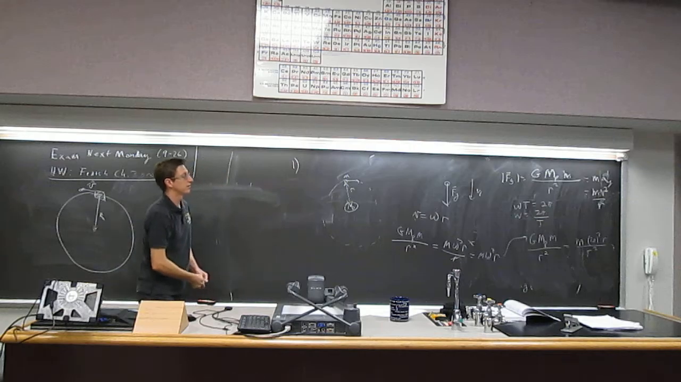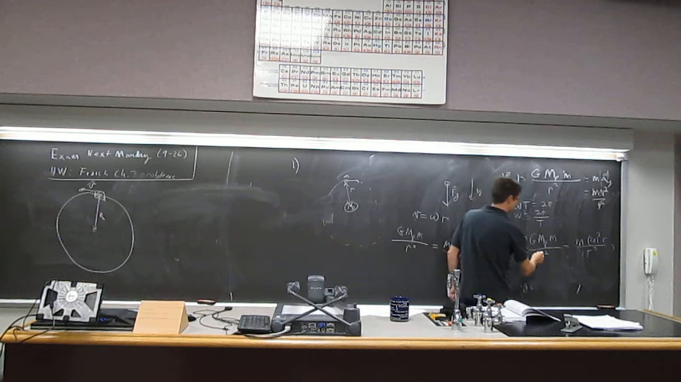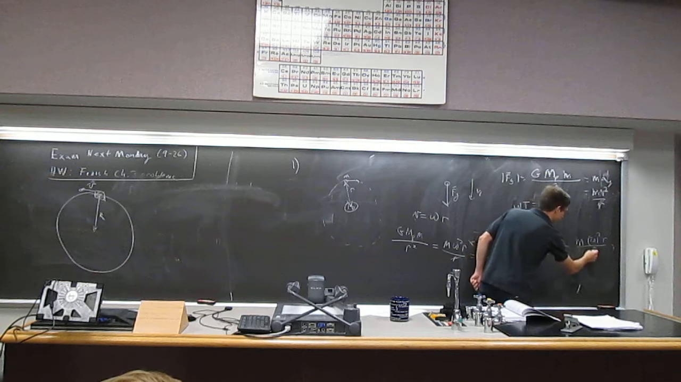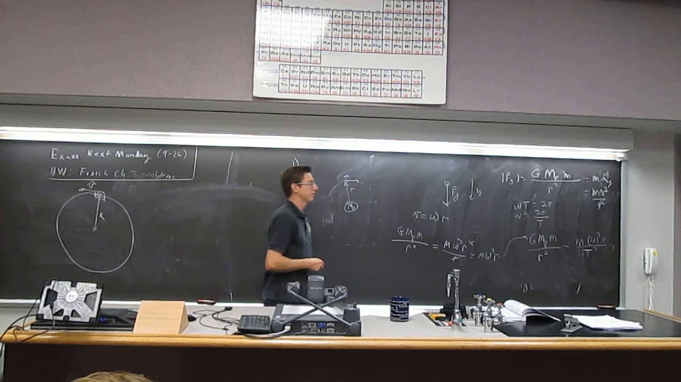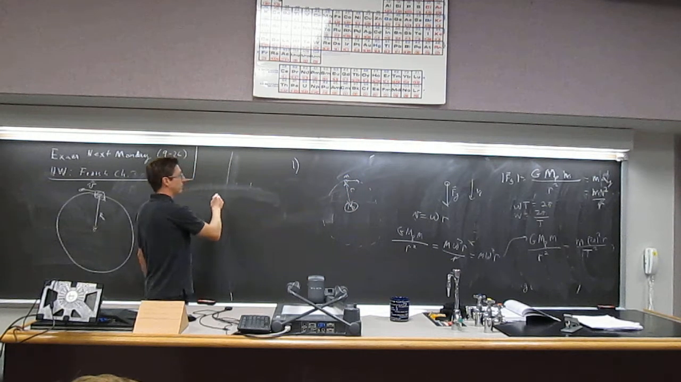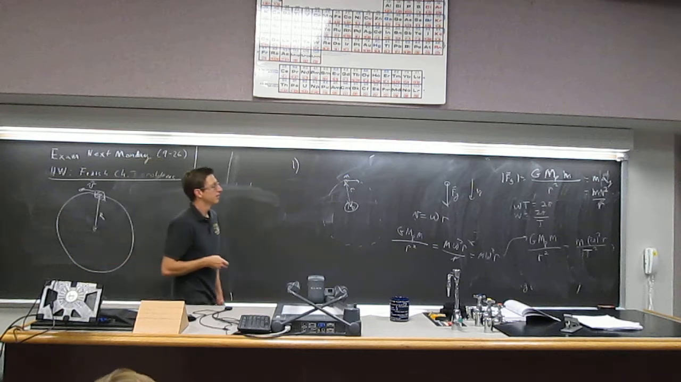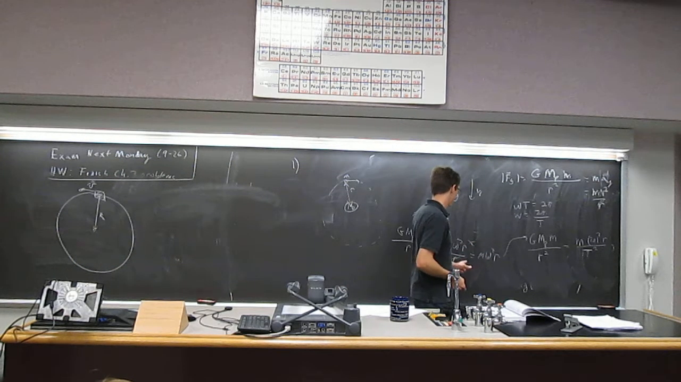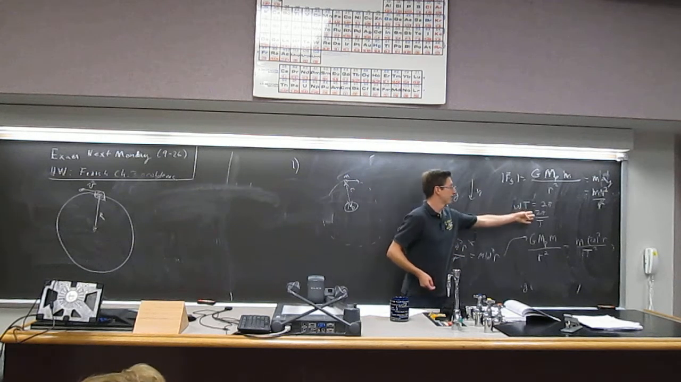So how am I going to do that? This is r, this is t. First thing I'll do is get rid of the little m. Why is the t squared? Because I had an omega squared here, right? So I take this whole thing and square it.